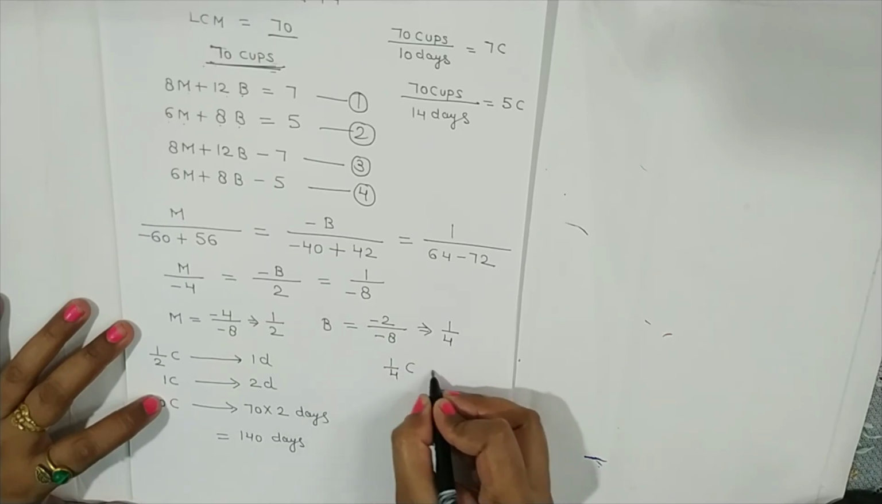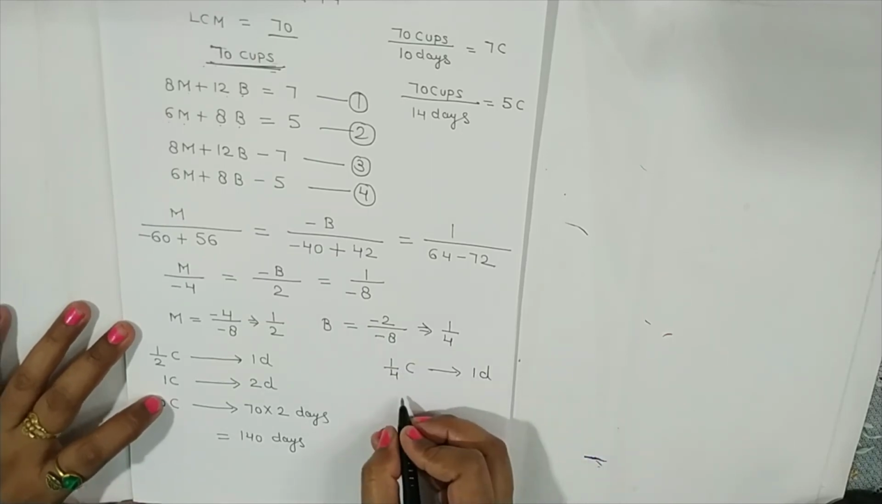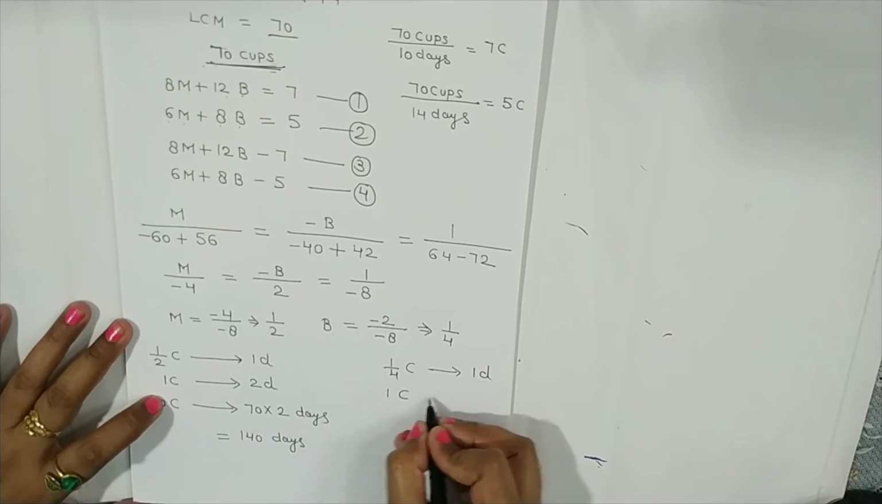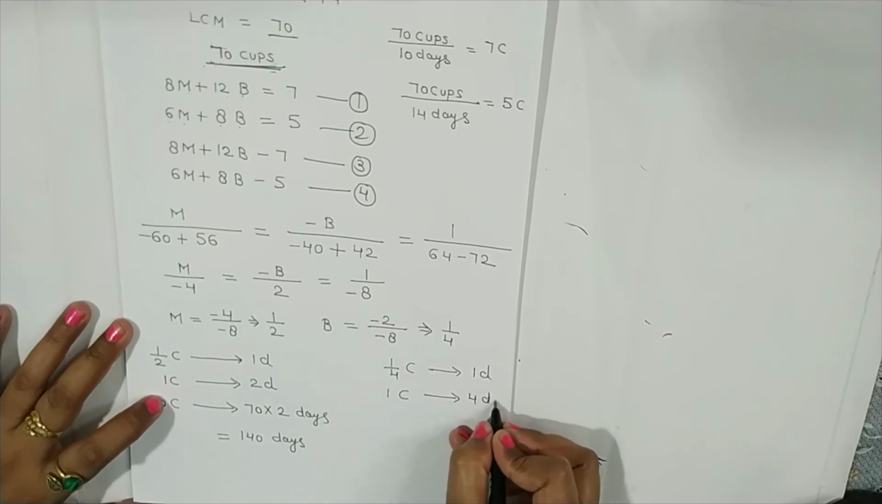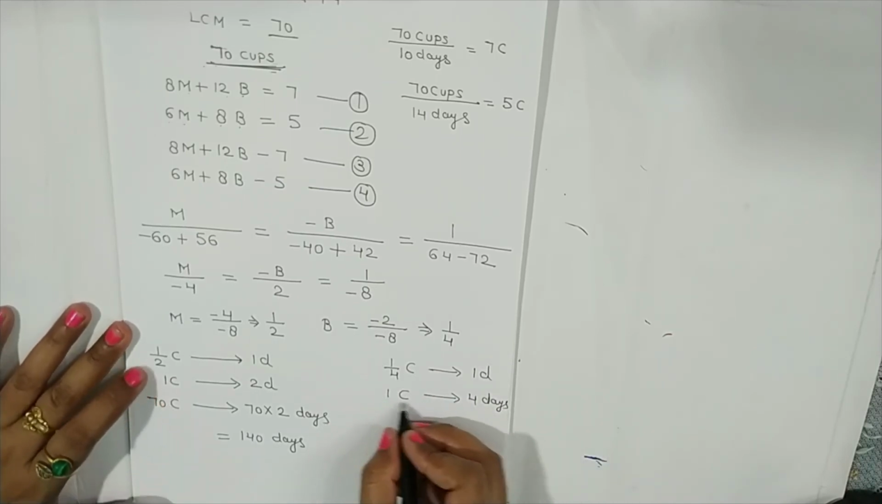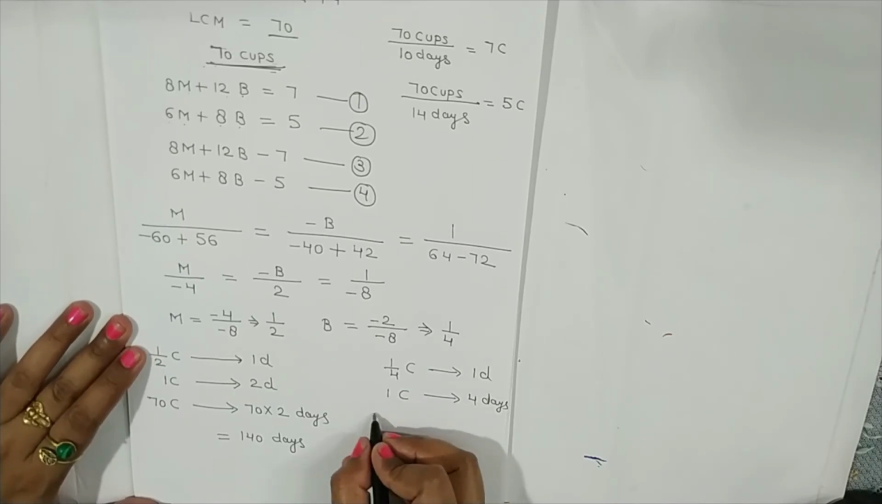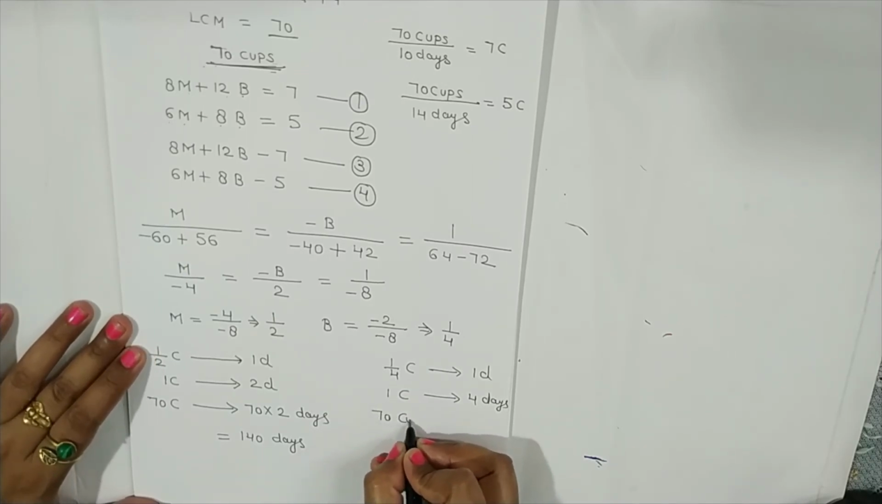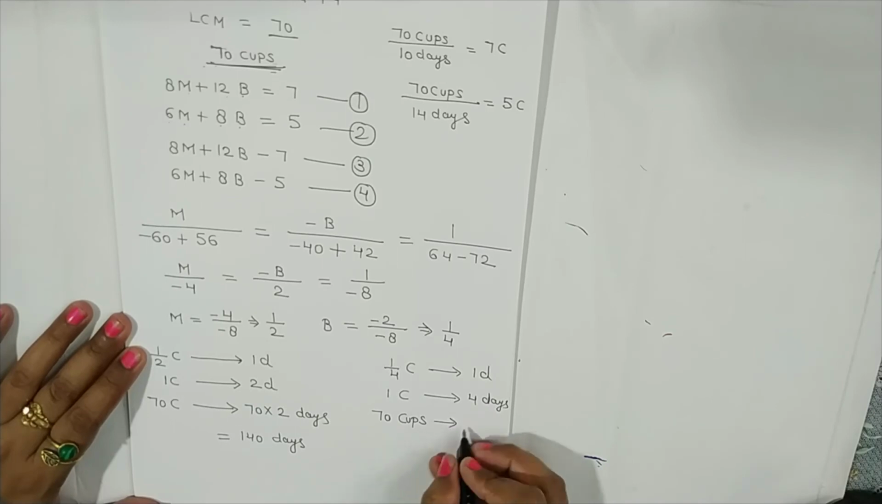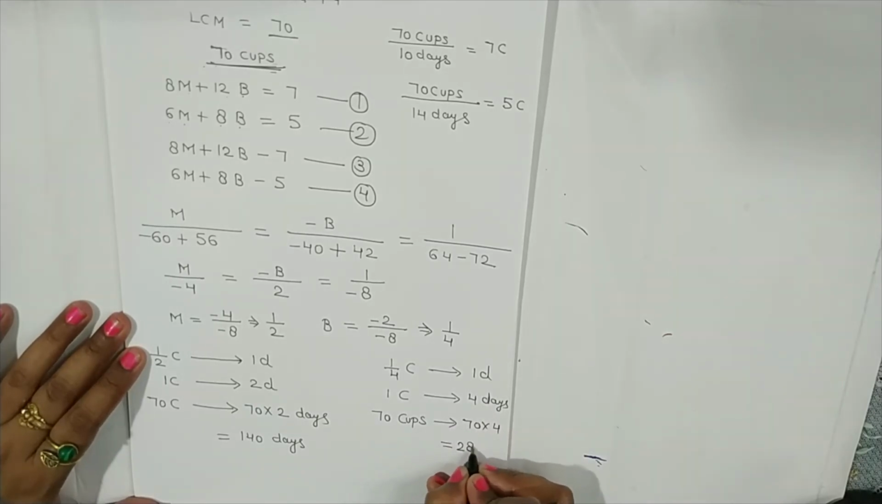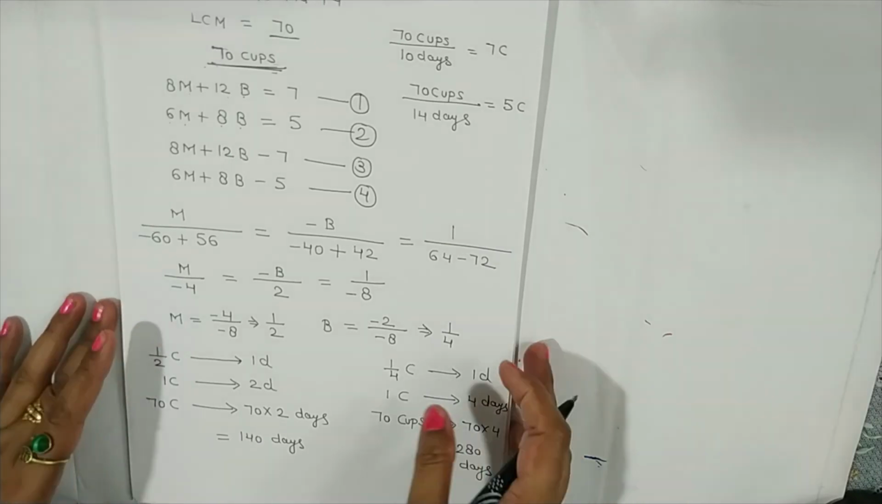Now here, 1/4 cup makes in one day. So 1 cup makes in 4 days. So how many cups do we have to make? 70 cups. 70 cups make in 70 into 4, that is 280 days. Okay, this is a very simple method.